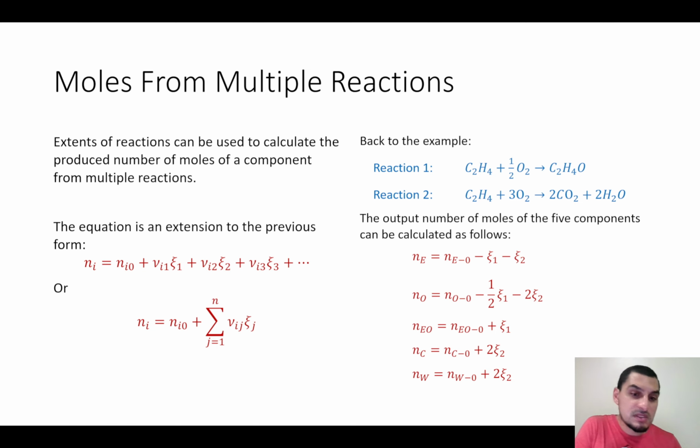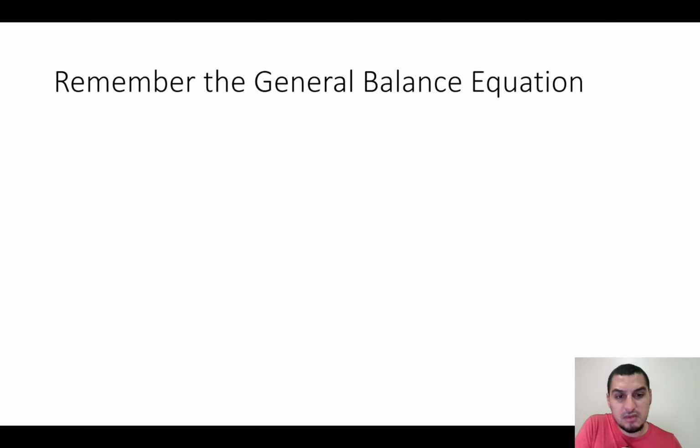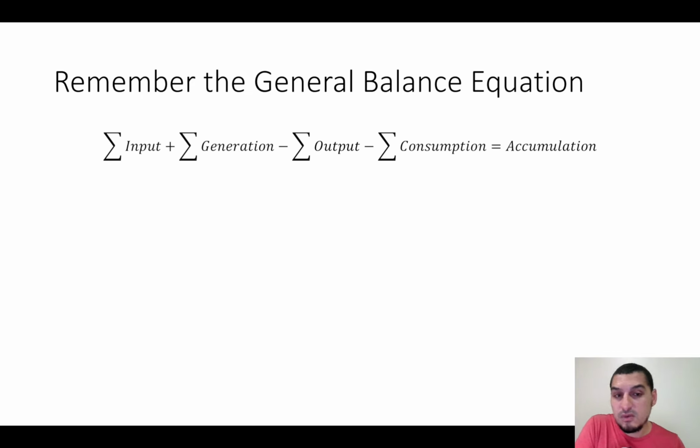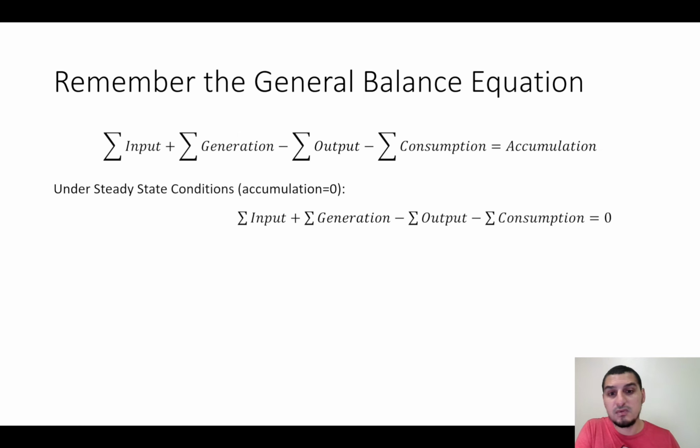Now there is a very important point that I want to make here, which I think I mentioned before quickly, but it's important to take a closer look at very closely here. The general equation that we started in the very first part of this chapter is the general mass balance equation, and we said that under steady state conditions there is no accumulation, so the equation would be summation of input plus generation minus output minus consumption equals 0.